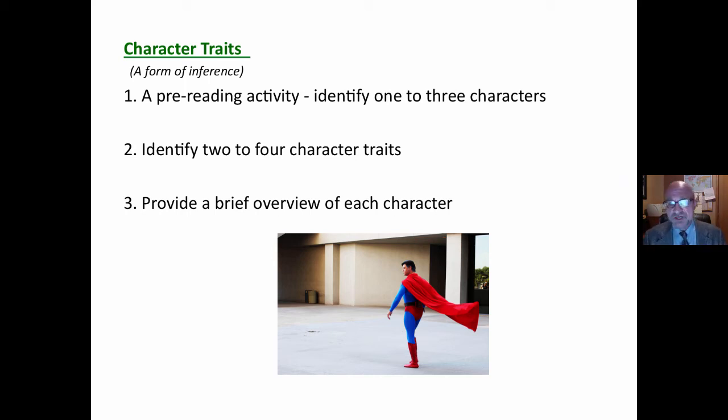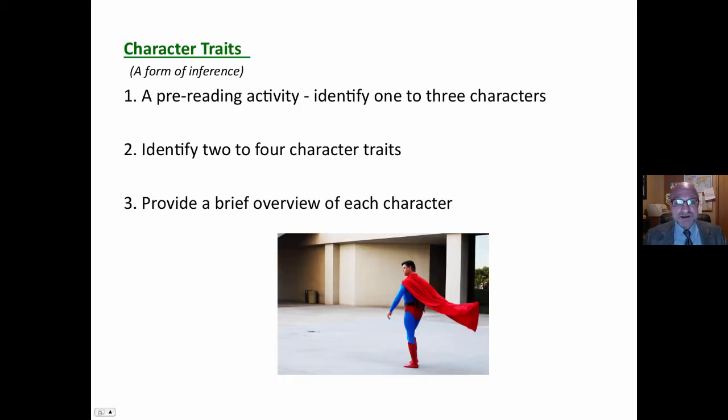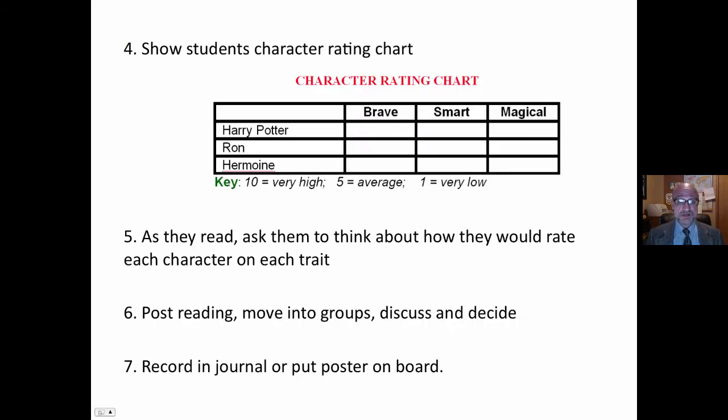As a pre-reading activity, identify 1 to 3 characters and 2 to 4 character traits, and provide a brief overview. For example, here's my character, or 3 characters. Here are 3 interesting or important character traits. I'm providing just a brief overview to get them ready so they can read the story. As they read, ask them to think how they would rate each character on each trait. So it provides them a purpose. They're thinking about these things as they apply to these 3 characters.